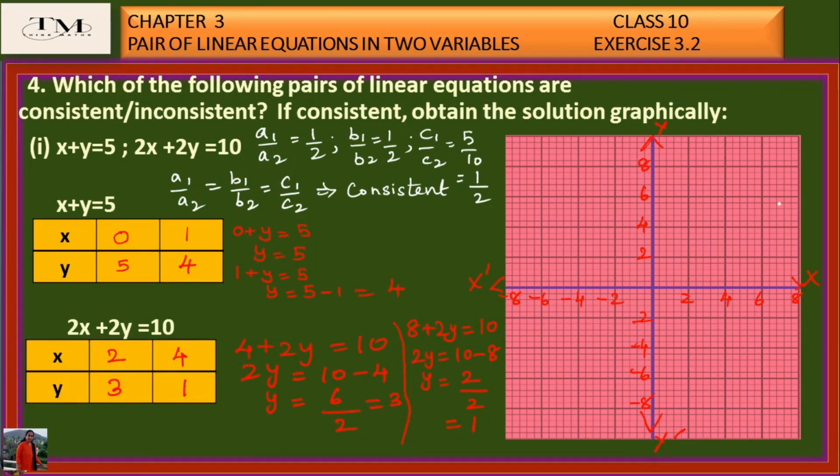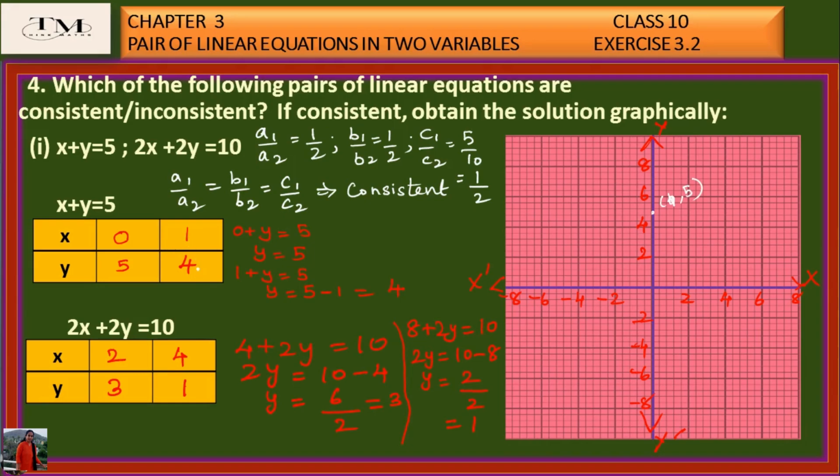So we have to mark the point (0, 5). So x equal to 0 is here and y equal to 5 lies between 4 and 6. So in between 4 and 6, this is the point. So it is (0, 5).